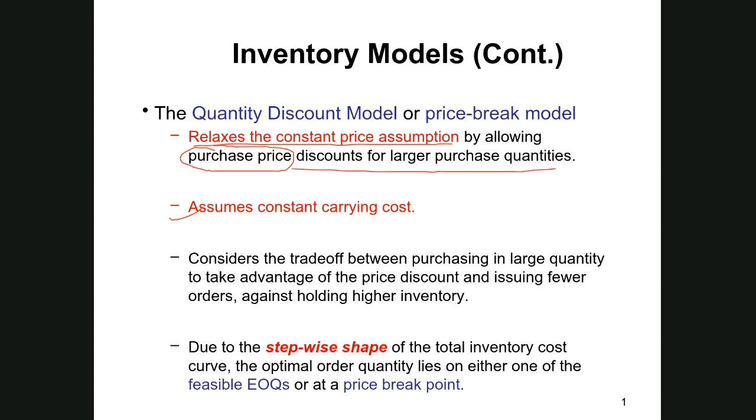And what this does is it creates what's called a stepwise cost curve. And so we're going to look at that and try to determine the lowest total cost. And in this case, we're going to include the purchase price, where there's the purchase cost P times our annual demand. We need to include that in this process, and we'll see that in the example.